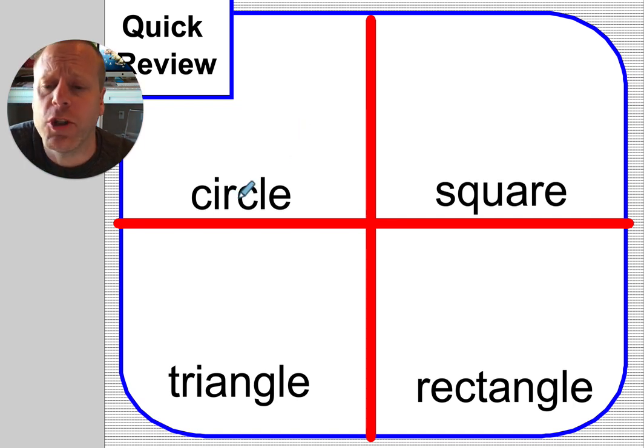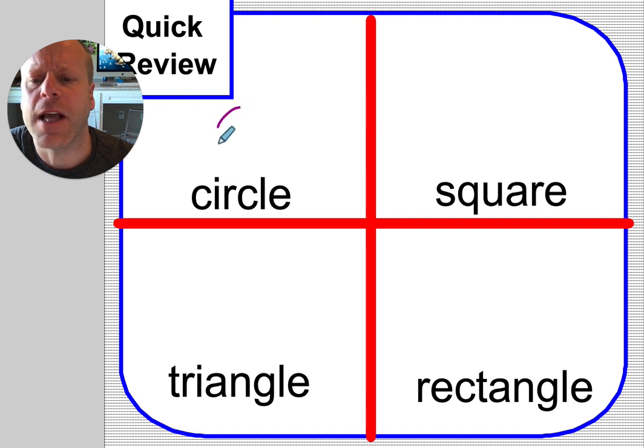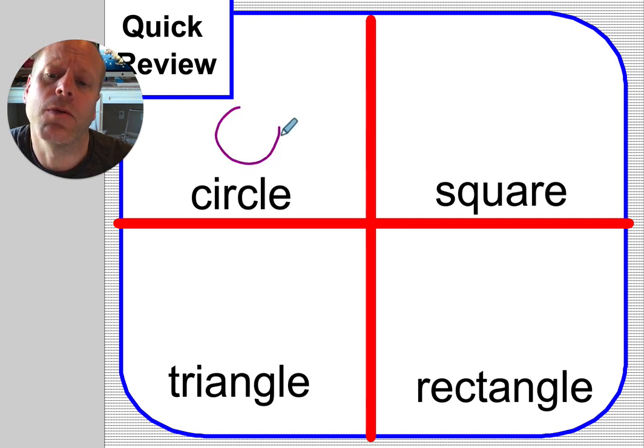Okay, so this first one we're going to draw starts with a C, but it is a circle. So I'm going to go ahead and draw a circle. I'm a little bit constrained for size here, so I will do my best job.